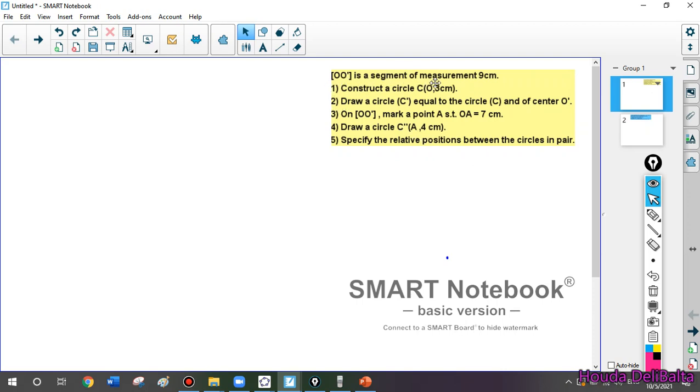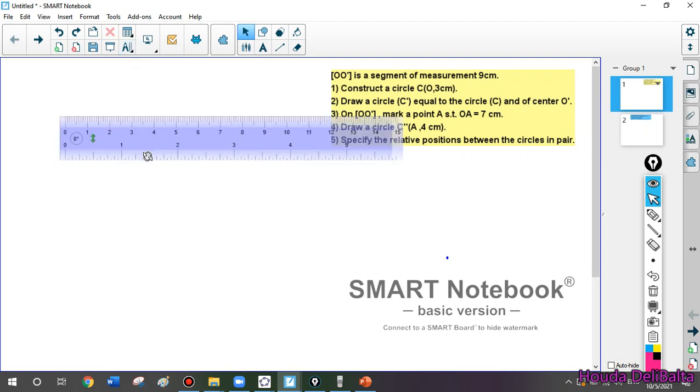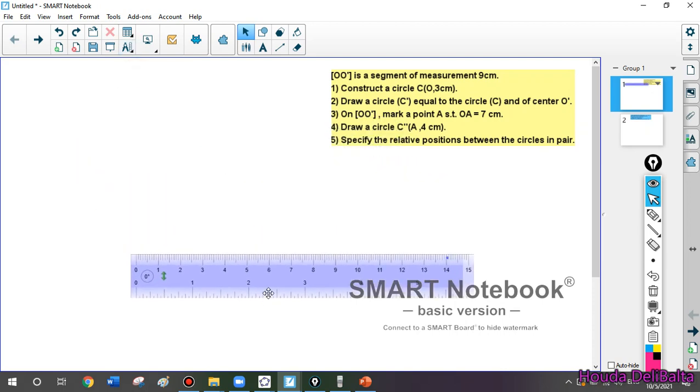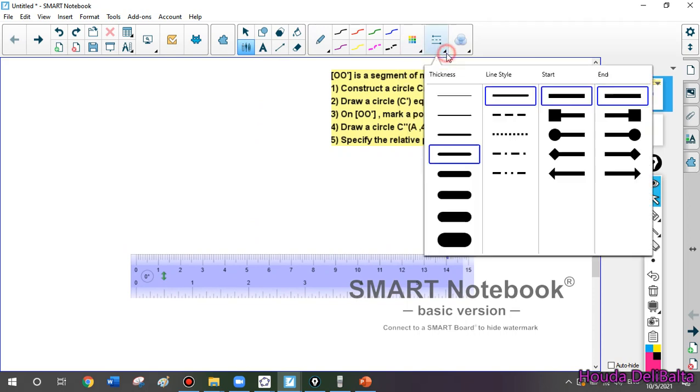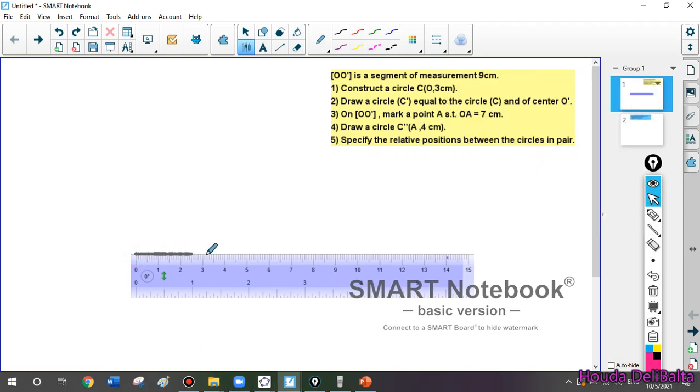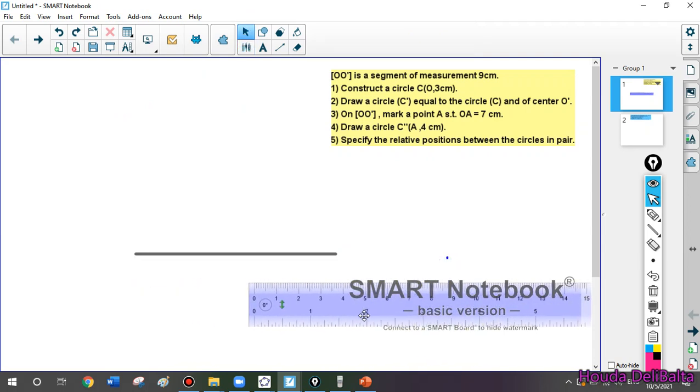So to draw the segment O prime, first of all I need to use the ruler. I prefer to draw with a pencil, so please don't use pens when you draw, please use pencils. So I'm going to choose that color, and that thickness. So I start drawing a 9 centimeters segment. That's a segment whose measurement is 9 centimeters.